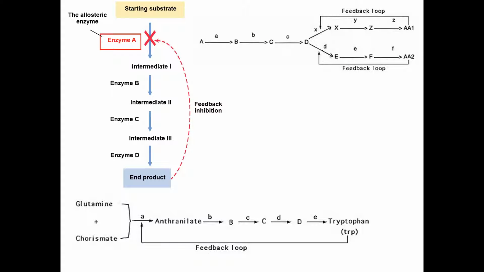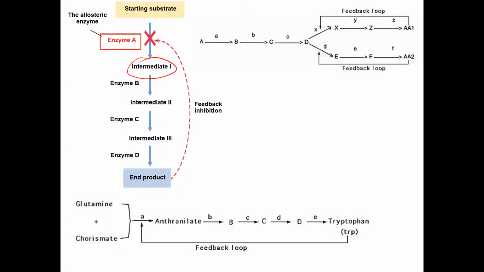Alright, this is giving you some other examples of feedback inhibition. Here, your end product is targeting your first reaction. So now enzyme A can't allow for the production of intermediate 1. That's a very simple linear pathway.